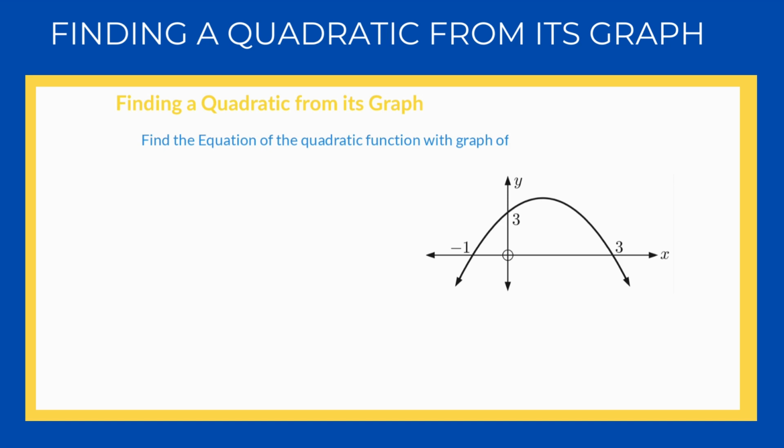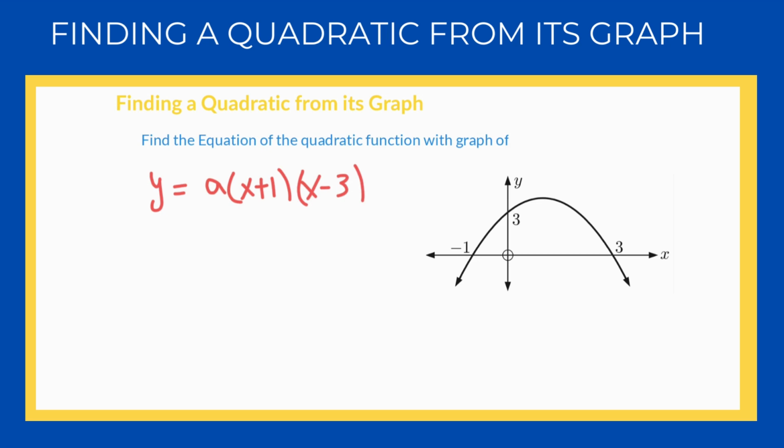So as you notice, the graph cuts the x-axis at 3 and -1. So I can say that y is equal to a times (x plus 1) times (x minus 3). Why x plus 1 and x minus 3?